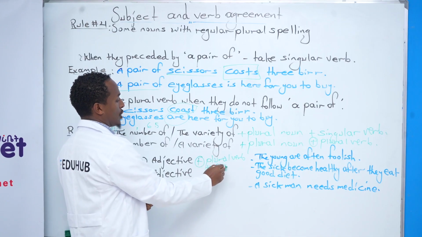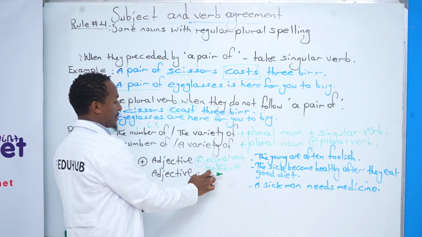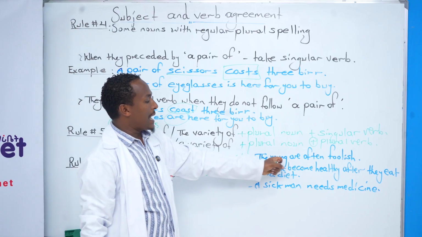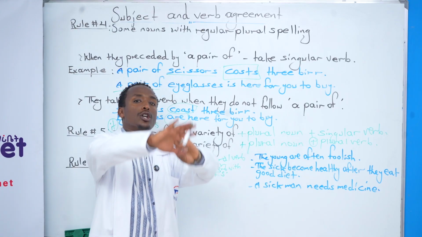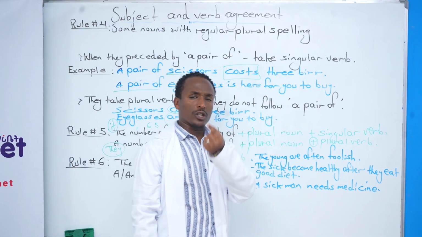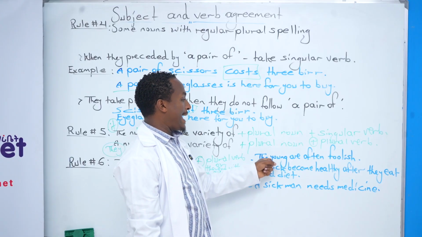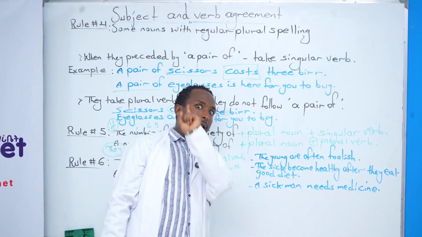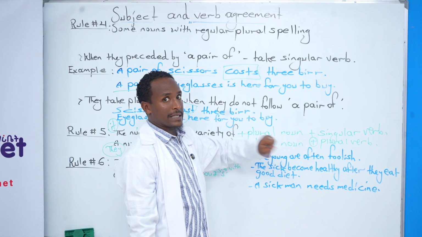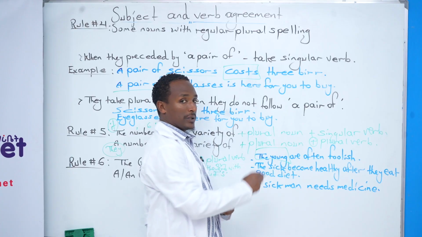The verb without s, okay? For example, the young are, you are talking about so many young people. The young are often foolish means you are talking about so many young people. When we change to a young, you are talking about one young person in that house. So a young is, the young are, the young, so many young people.